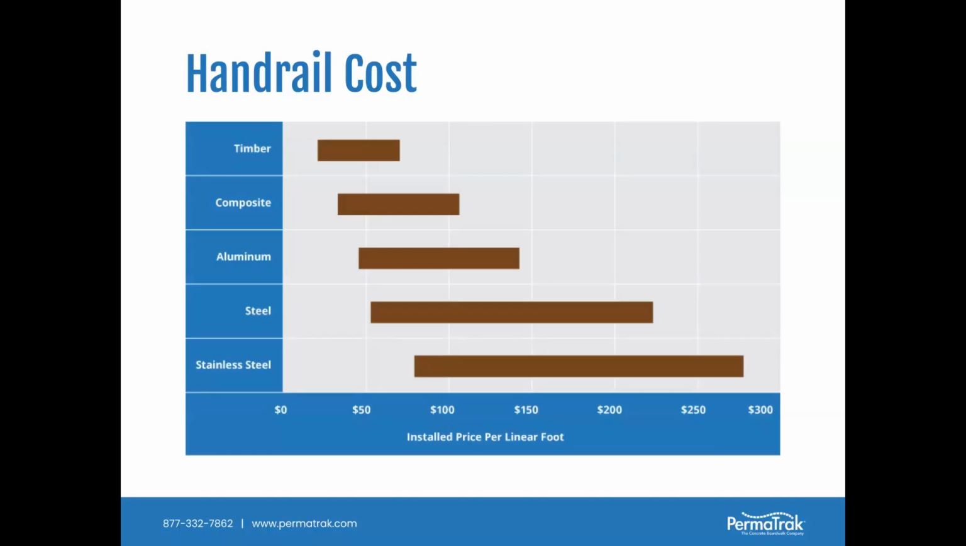But when you get into some of those stainless steel cable systems that look really nice, and limit the kind of obstructions that you get from your railing, those can often run beyond $300 a linear foot. So oftentimes the railing can be right up there with the foundation as one of the biggest cost drivers of your overall project. You want to be mindful of that as you're going forward and setting your budgets.